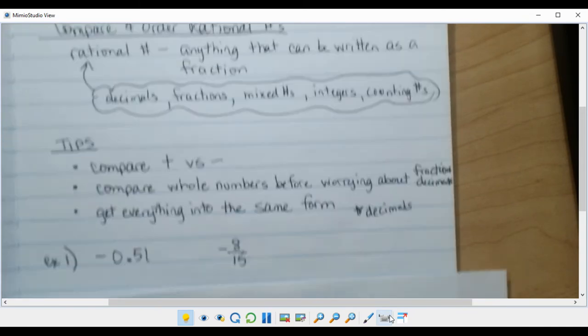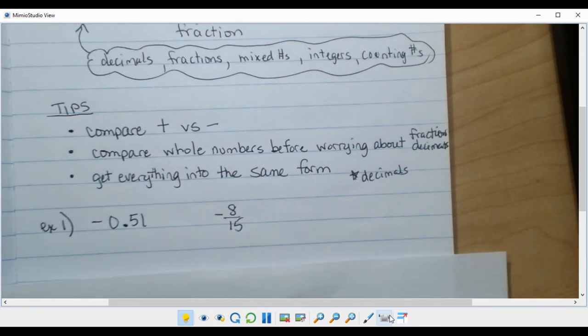Like this problem. So we're going to compare negative 51 hundredths and negative 8 fifteenths. Let's go down our tip list. Do I have positive versus negative? Unfortunately not. They're both negatives. Do I have any whole numbers that I could worry about? Nah, this one's 0, and this is really 0 also. So I'm stuck comparing the fractional parts.